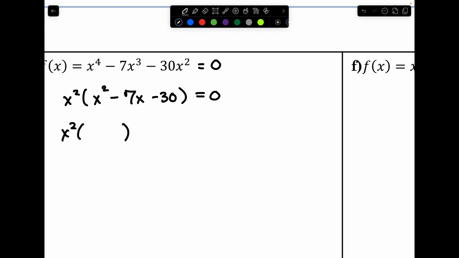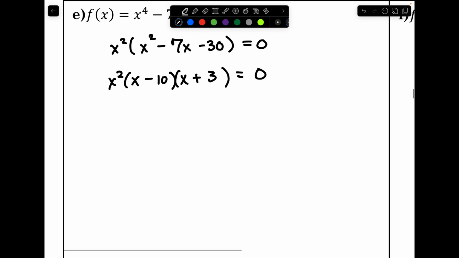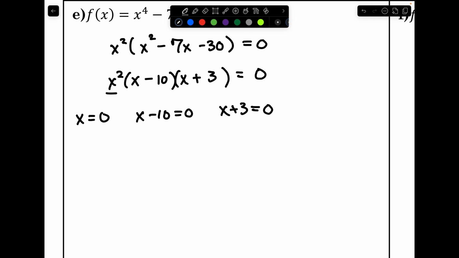So breaking this apart into the two linear factors, negative times negative is positive. The factors of 30 that give me 5, well, that's going to be different signs. That's going to be 10 and 3. So x equals 0, x minus 10 equals 0, and x plus 3 equals 0.